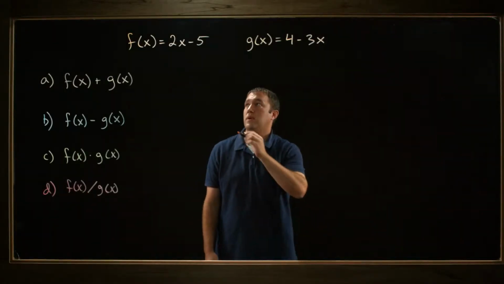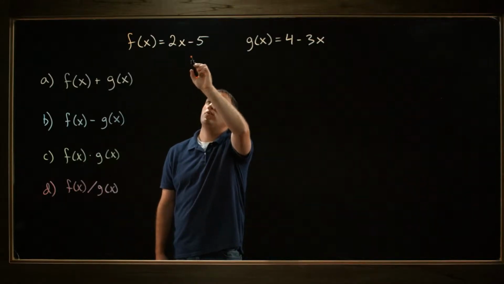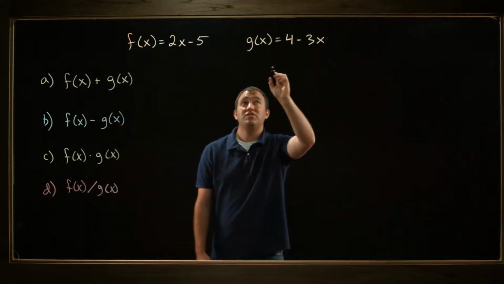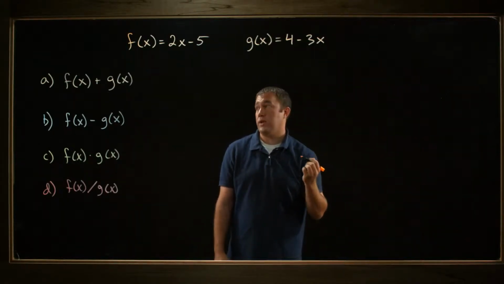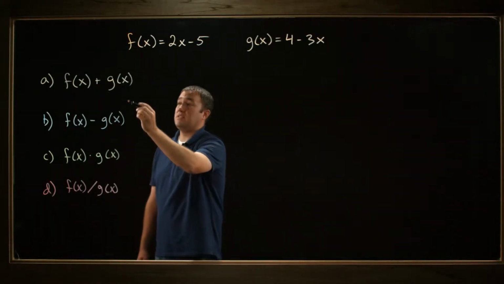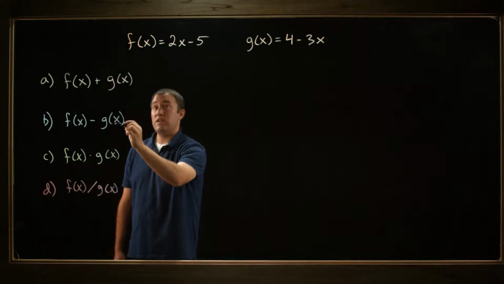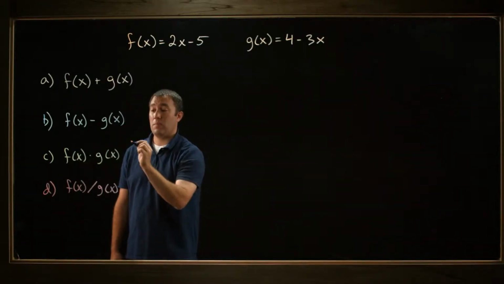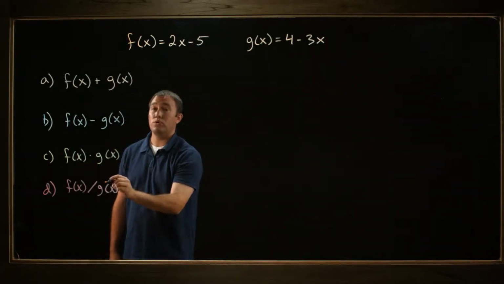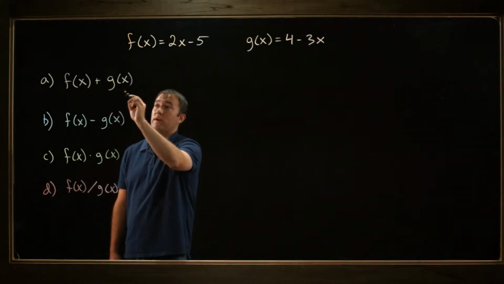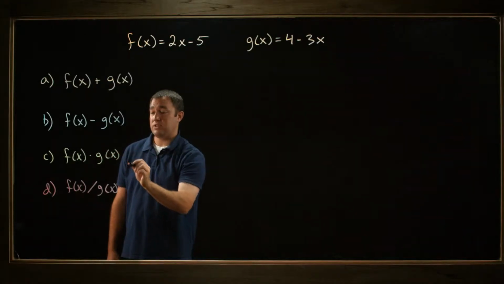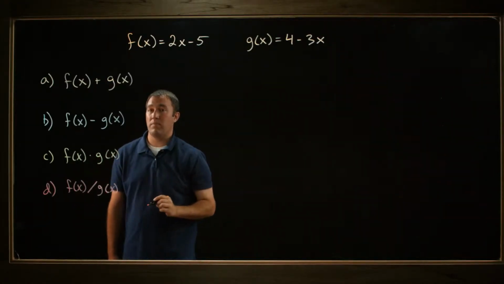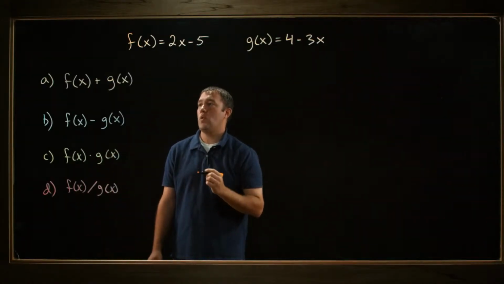Let's look at this problem. We're given the function f of x equals 2x minus 5 and g of x equals 4 minus 3x, and we're asked to find four things. We're asked to find the sum of the two functions, the difference of the two functions, the product of the two functions, and the quotient of the two functions. So f of x plus g of x, f of x minus g of x, f of x times g of x, and f of x divided by g of x. So let's see what we get here.